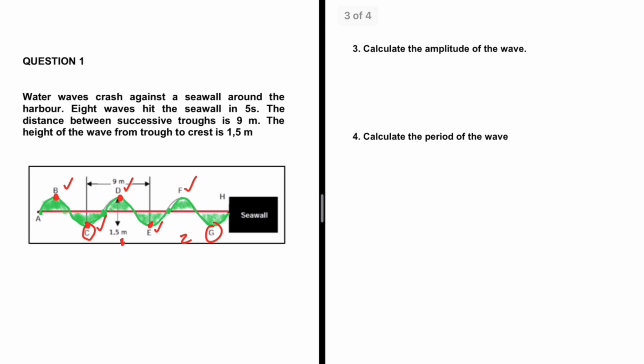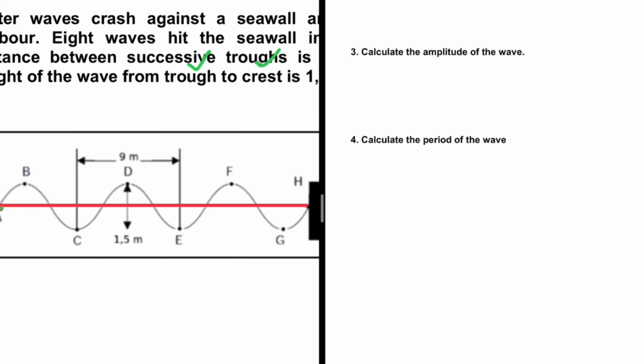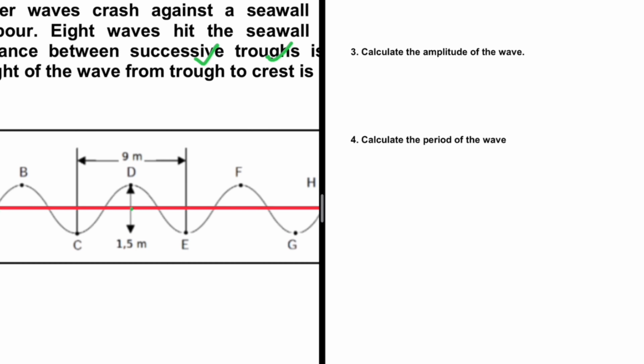Let's go ahead and do question 3. Calculate the amplitude of the wave. From the given information, the height of the wave from the trough to the crest is 1.5 meters, and the amplitude should be half that. We know that the amplitude is the height from the rest position to the crest, or from the rest position to the trough, not from the trough to the crest.